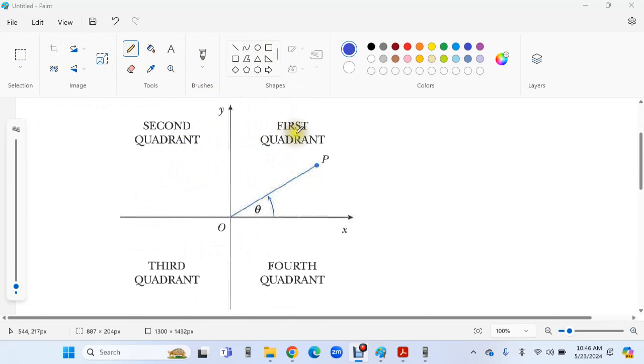We have the first quadrant, second quadrant, third quadrant, and fourth quadrant. Okay, we divide into 4 parts. So this is the first, second, third, fourth. So the angle that we have is from the x-axis here. Okay, this is the angle that we want to find. So the angle is calculated from the x-axis, and then it is anti-clockwise.